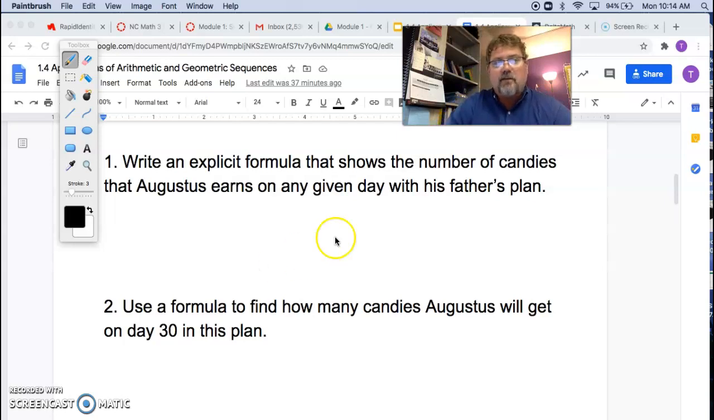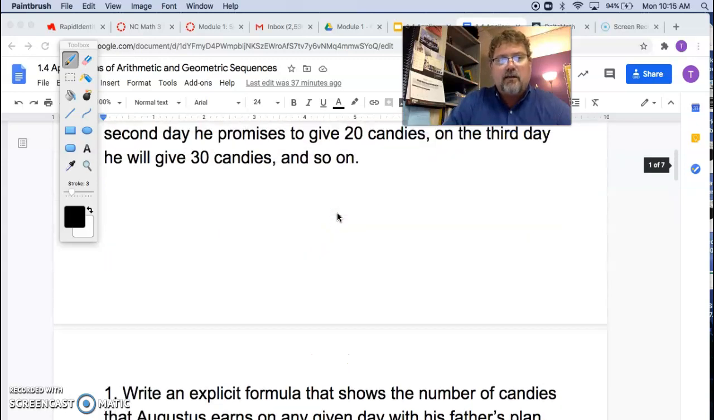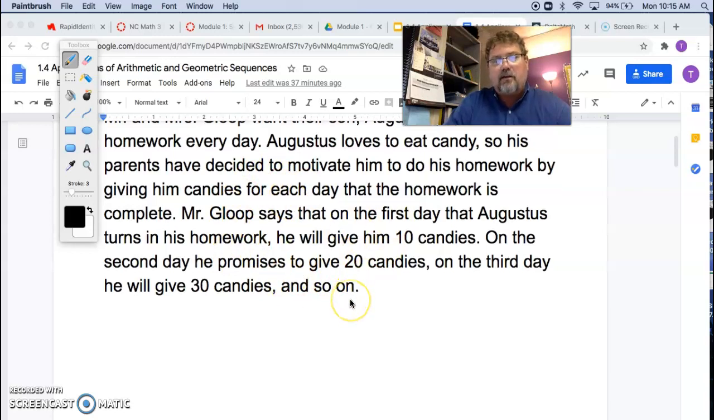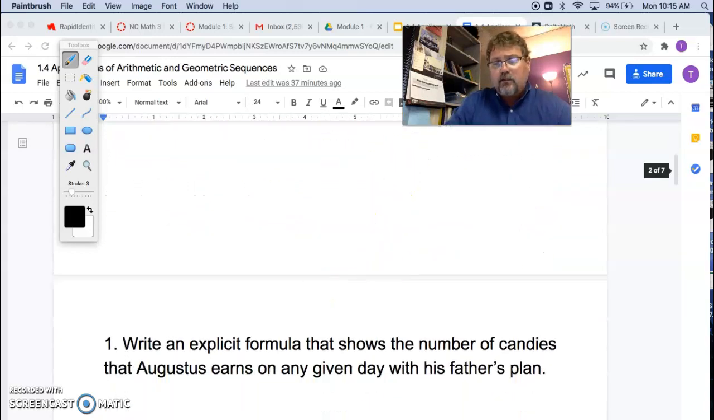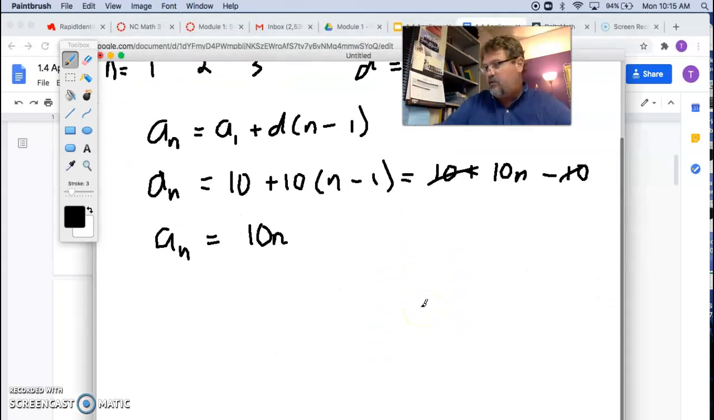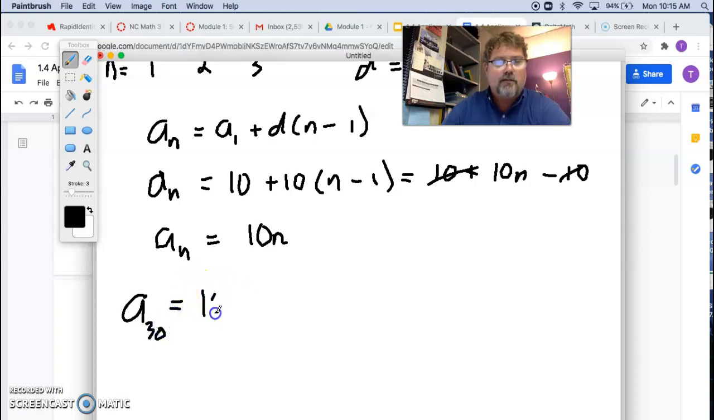Remember, I said this a long time ago, or several videos back. You build these formulas to do a job. This formula's job is to predict the number of candies within this particular context. So let's use it to do that. What they're saying is how many on day 30. So what you want is a sub 30, right? And that is 10 times 30.